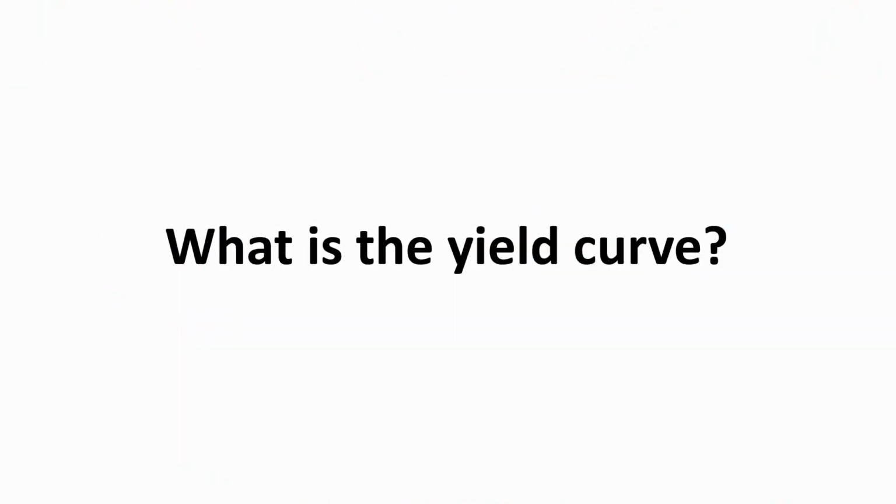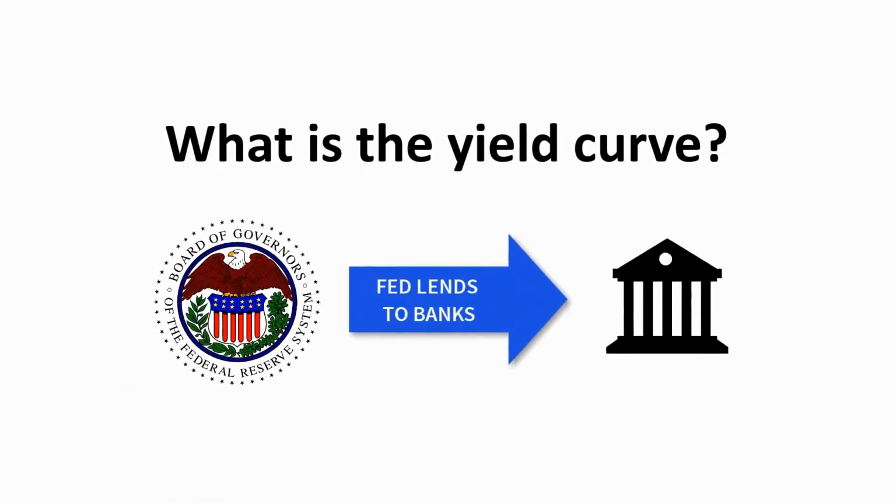The yield curve inverted on May 14th, and because inversions have preceded every recession since 1954, it made investors nervous. The yield curve is the difference between the rate at which the Fed lends to banks and the rate on the 10-year U.S. Treasury bond.